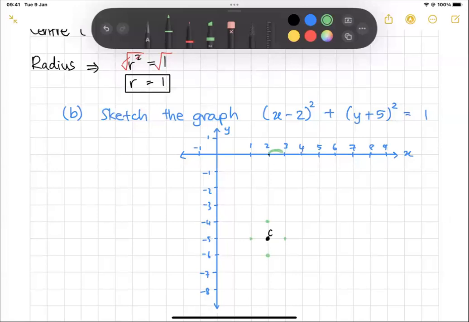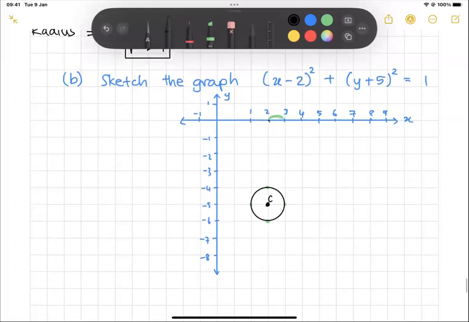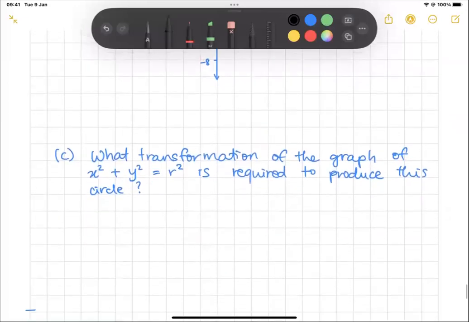So I use my radius to determine where the circle will look like. In this case, my circle will look like the following, just like that. Its radius is 1 unit. Hopefully that makes sense. Let's go to question C.